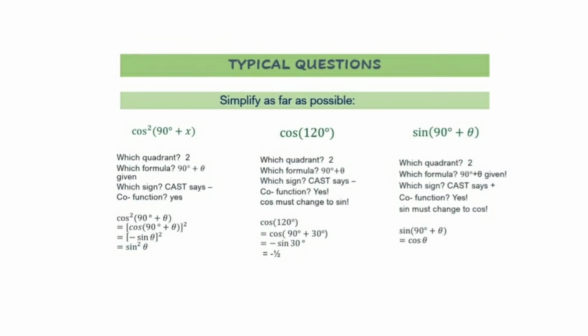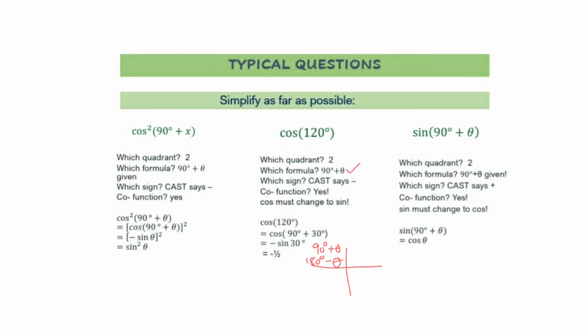Here are our typical questions. Let's look at the middle one first. Cos 120 degrees. 120 is larger than 90, so I have to use a reduction formula to make it an acute angle. Which quadrant is 120? Second quadrant. Which formula can I use? You will remember that in the second quadrant we have two formulas. We have 90 plus something, or we have 180 minus something. I can choose any one of the two. In this video, I want to discuss the 90 plus, so I'm going to choose 90 plus theta.